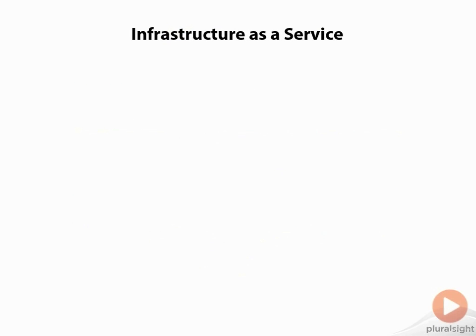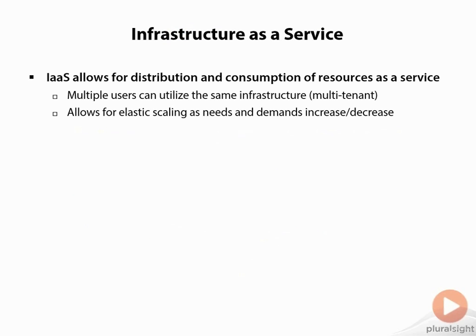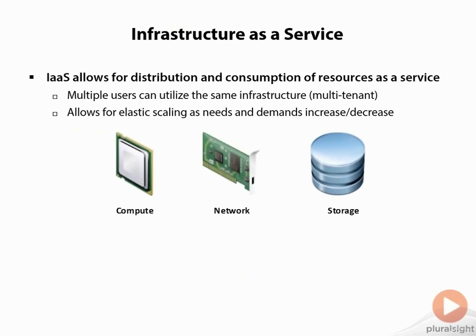Now, as far as infrastructure as a service, or IaaS, is concerned, it allows for the distribution and consumption of resources as a service. So it's a multi-tenant environment. Multiple users can utilize the same infrastructure, and it allows for elastic scaling as demands increase and decrease. So what does that mean? Well, we basically provide compute, network, and storage as a service.